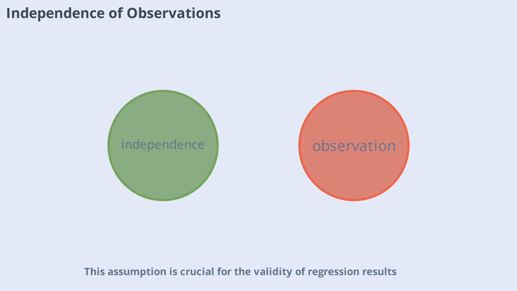Independence means that each observation in your data set is not influenced by any other observation. This assumption is crucial for the validity of regression results. If observations are not independent, such as in time series data, you may need to use specialized techniques or adjust your analysis to account for this.